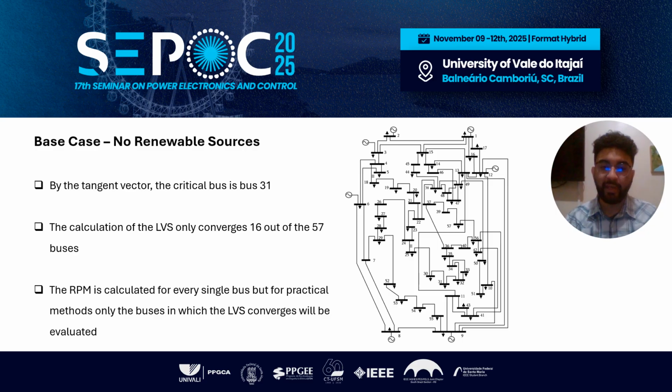First of all, the base case with no renewable sources: the tangent vector calculates bus 31 as the critical bus of the system. For the LBS, we tried to calculate most of the LBS values, but only 16 values managed to converge. The rest of them were diverging in our calculations. For the RPM, you can calculate every single bus, but for practical reasons, we're only going to analyze the values in which the LBS converges.